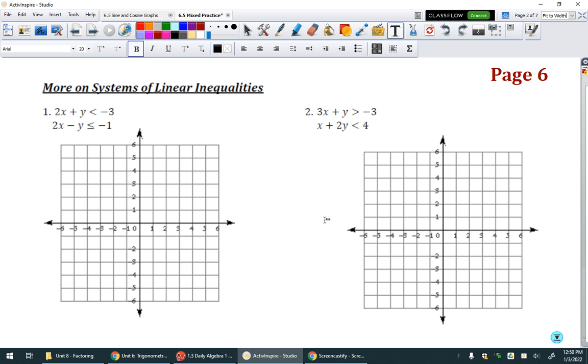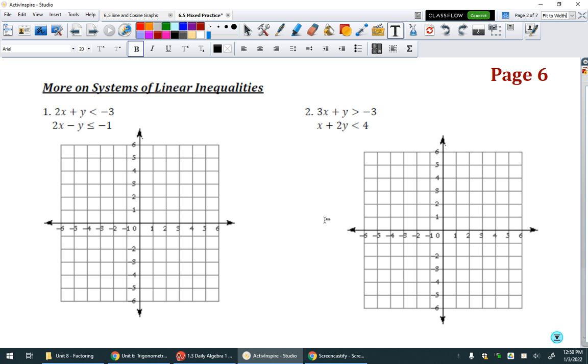Here we go, ready? First problem. Look at my two equations. What's the problem if I'm about to graph them? One person knows, two people know. Faith. Perfect. They are not in y equals mx plus b.